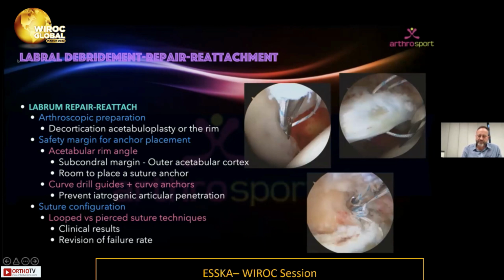The safety margin for anchor placement has been well defined using the acetabular rim angle. This angle is made by the subchondral margin and the outer acetabular cortex. This angle shows how much room exists to place a suture anchor completely in the bone. The rim trimming increases the rim angle, but if the drill depth increases, the rim angle decreases. The addition of curved drill guides and curved anchors prevents iatrogenic articular penetration.